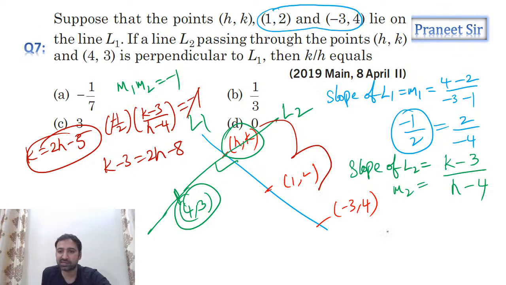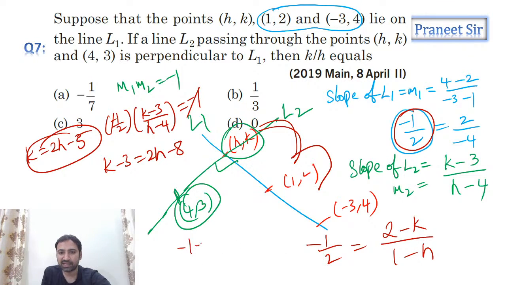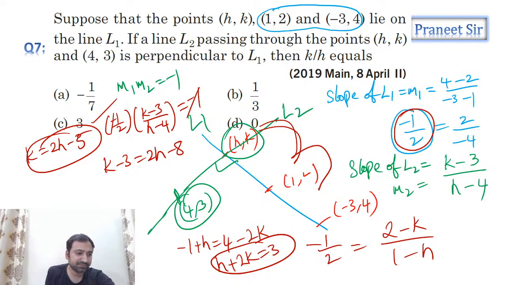If all these three points are collinear, can I say that the slope of line L1, minus 1 by 2 we got, can I equate this minus 1 by 2 to the slope of these two points, that is 2 minus k by 1 minus h? If you cross multiply this, how much do we get, guys? Minus 1 plus h is equal to 4 minus 2k. So from this, h plus 2k is equal to 3. Two variables and two equations, guys.